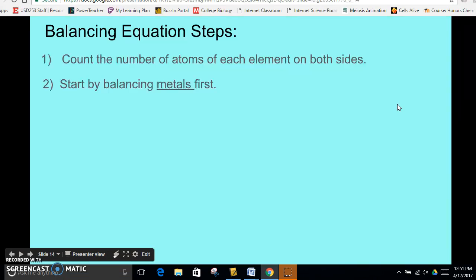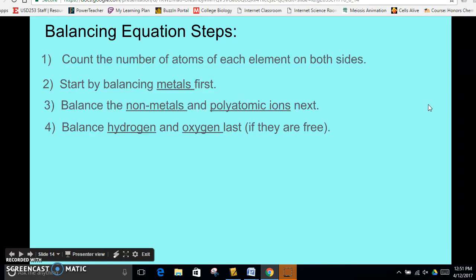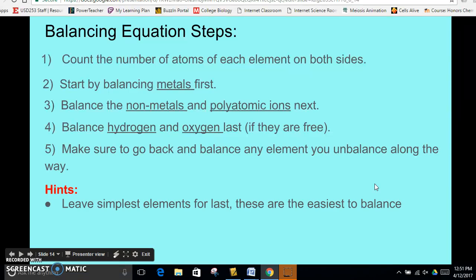Balance your metals first, then do your polyatomic ions and your nonmetals. If your polyatomic ions are on both sides, you can keep them together. Then do hydrogen and oxygen last. Those are normally going to be free, like not combined with anything else. So do those last. And then make sure you go back and balance any element that you happen to unbalance along the way.